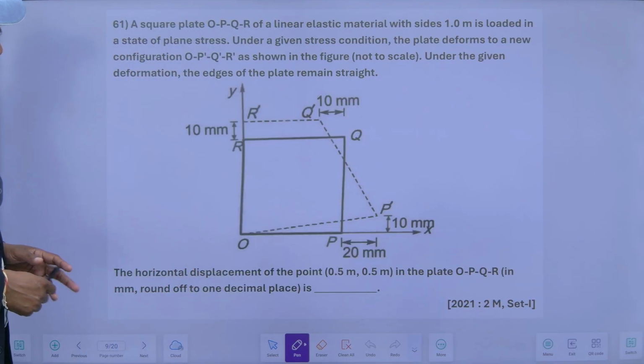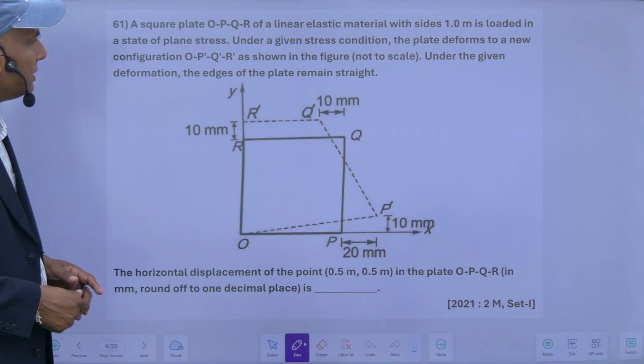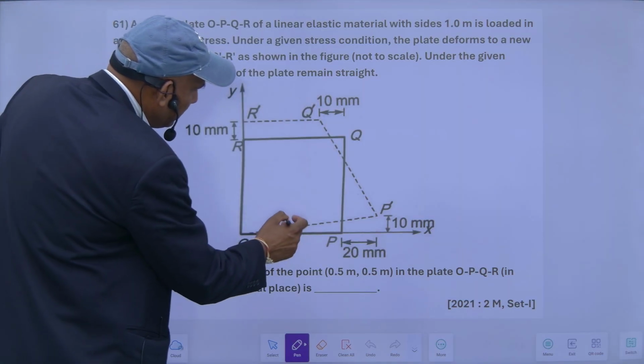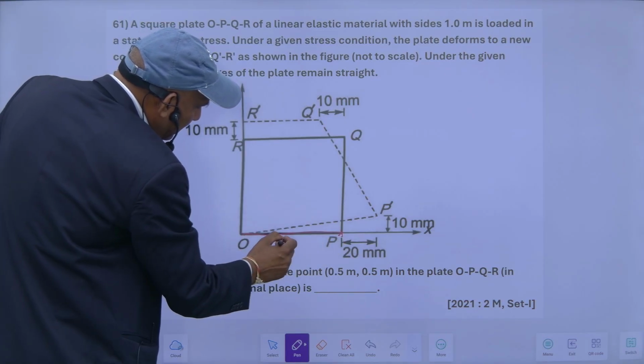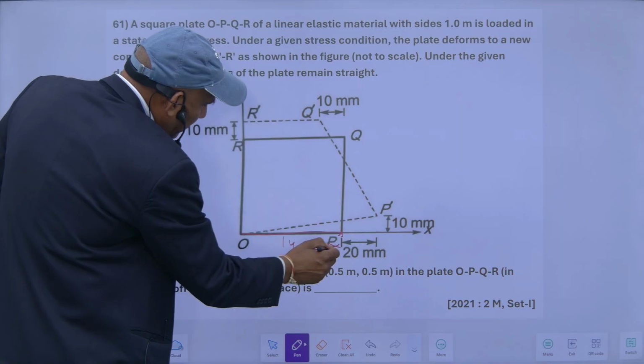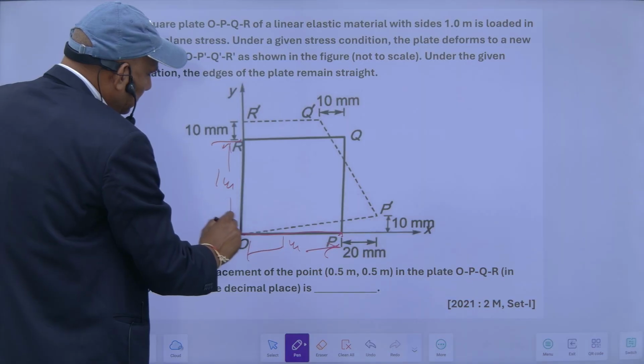So this is a case where a square plate of P, Q and R of a linear elastic metal with side 1 meter. So this is 1 meter. This is my plate. This side, from here to here, is also 1 meter. So this is my plate.